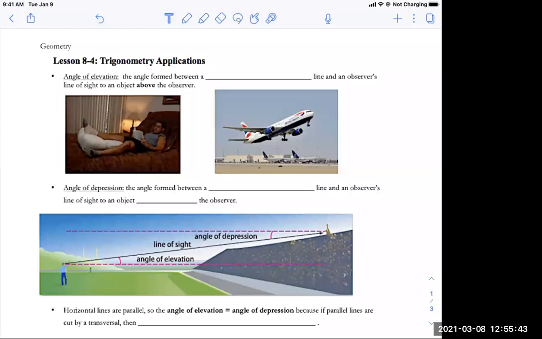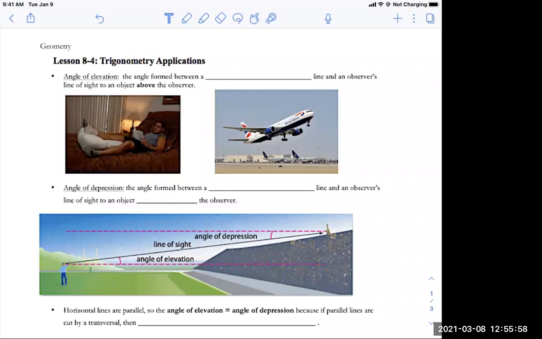Lesson 8.4 is going to be more trigonometry. So these are applications, meaning word problems, where you get to use what you've learned about how to set up equations to solve for sides or angle measures in a right triangle. So first of all, some terminology.